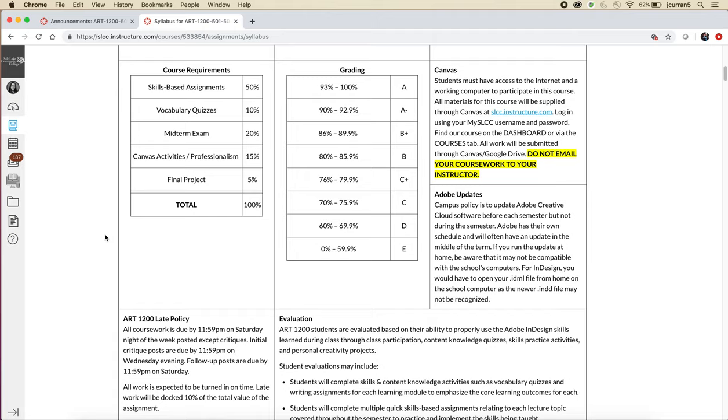What I like to do is allow you to resubmit your artwork over and over again until you get 100. So even if you get a 70 on the first project, you can fix it and resubmit it as many times as you need until you earn 100% on the project. So there's no reason that everyone in this class can't earn an A if they're willing to fix and resubmit until everything is correct.